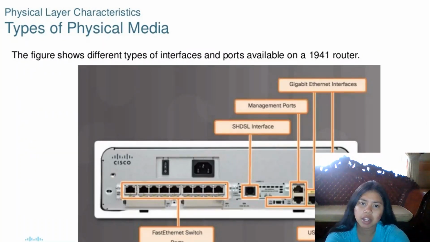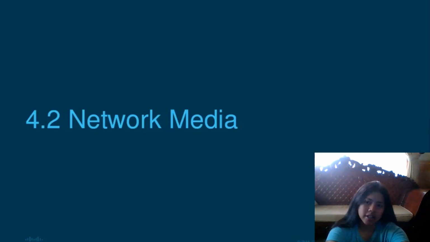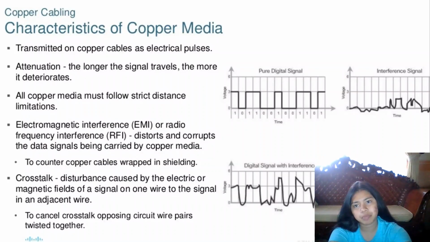Types of physical media. The types of physical media are the SHDSL interface, management port, gigabit Ethernet interface, USB Type A connector, and fast Ethernet switch ports. The second topic is the network media.